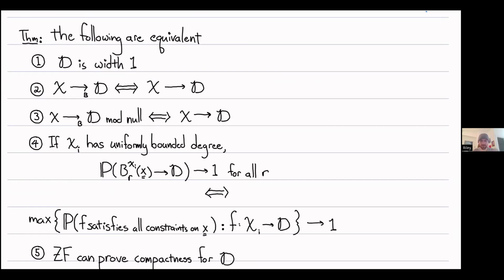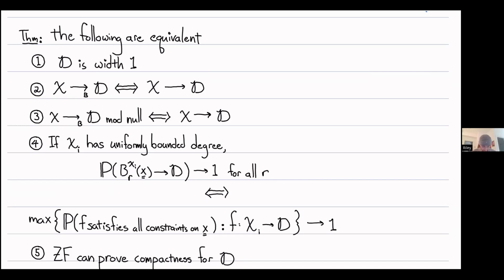Another is equivalent to this sort of asymptotic satisfiability statement. If we have a sequence of structures that have uniformly bounded degree, so every vertex is involved in at most d relations for some d, and for every radius r, the probability that the ball of radius r around a random vertex sees some obstruction to homomorphing into D goes to 0, so the probability that you see no obstruction within radius r of a random point goes to 1, then in fact you can find a sequence of functions that asymptotically satisfy a proportion of constraints that tends to 1.